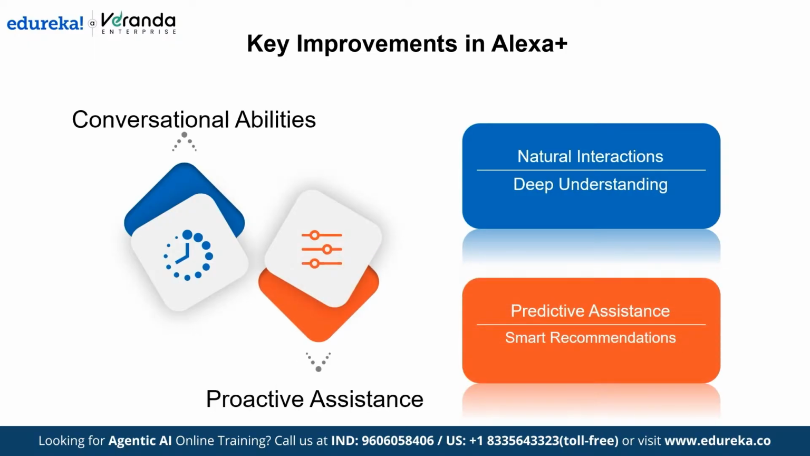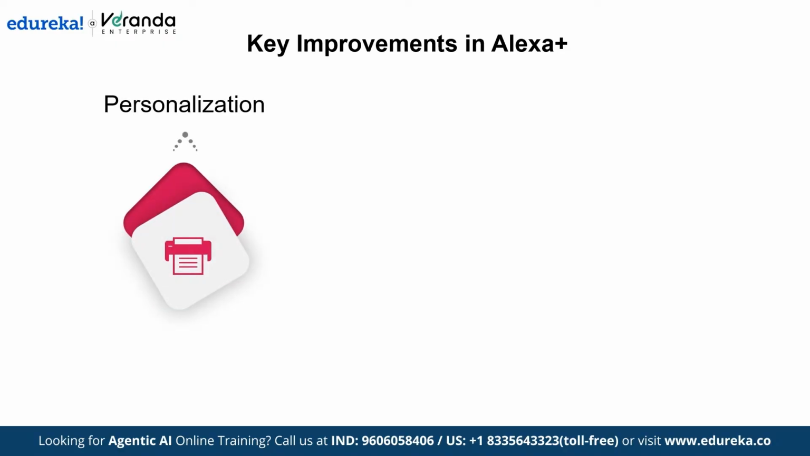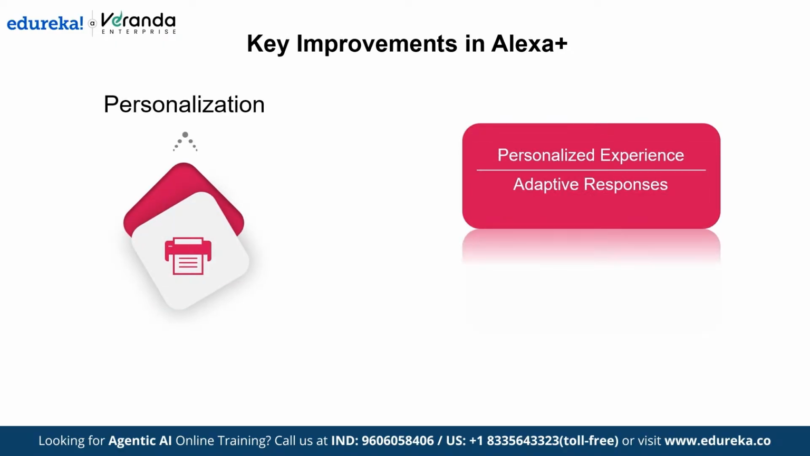Unlike the original Alexa, which primarily responded to direct commands, Alexa Plus can anticipate user needs, such as suggesting earlier dispatches due to traffic or notifying about sales on desired items. In addition, it has become more personalized than ever. Alexa Plus can remember user preferences, dietary restrictions, and important dates, tailoring responses and actions to individual needs, whereas the original Alexa had limited personalization capabilities.